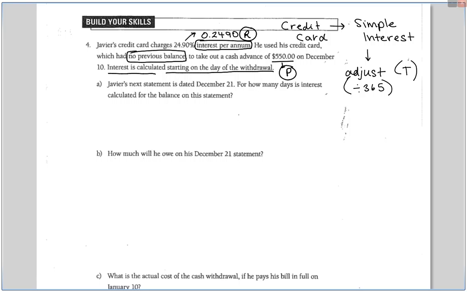Okay, so Javier's next statement is dated December 21. For how many days is interest calculated? Alright, so how many days, guys? And this is where you've got to use that brain of yours. December 10th to December 21. How many days is that? Is it 11 or is it 12? You're laughing, but this is actually 12 days.